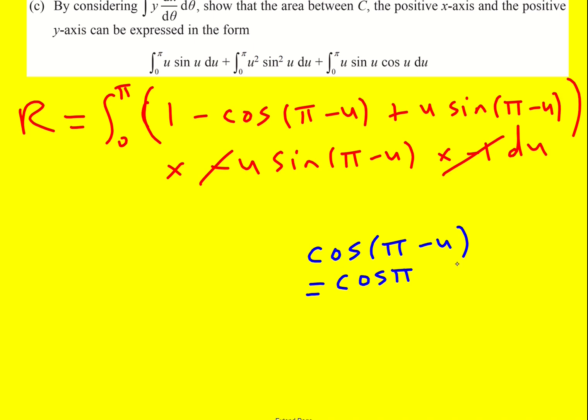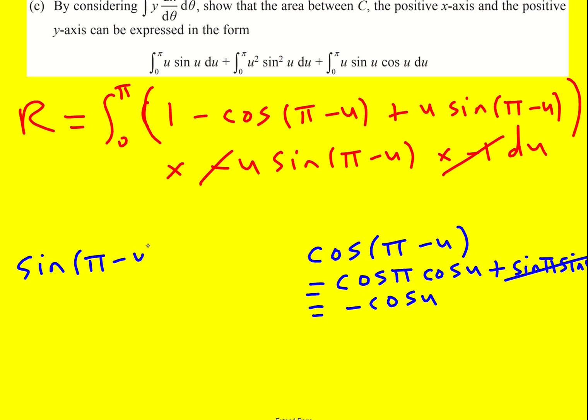You're going to get cos pi cos u, and then it's going to be plus sine pi sine u. But the sine pi disappears. Actually, cos pi is minus 1, so I get minus cos u. Okay, like I said, you might have figured that out from transformations. And sine of pi minus u.